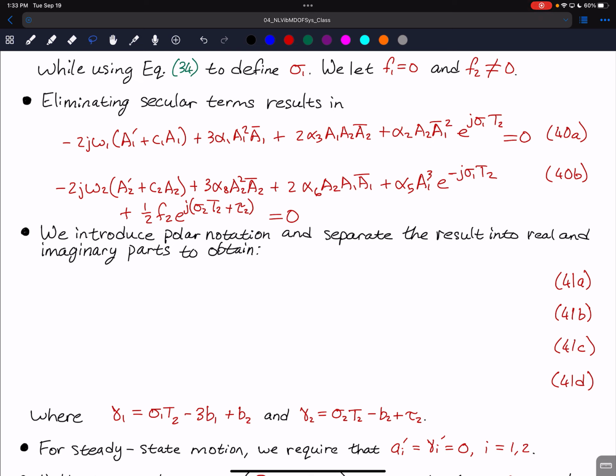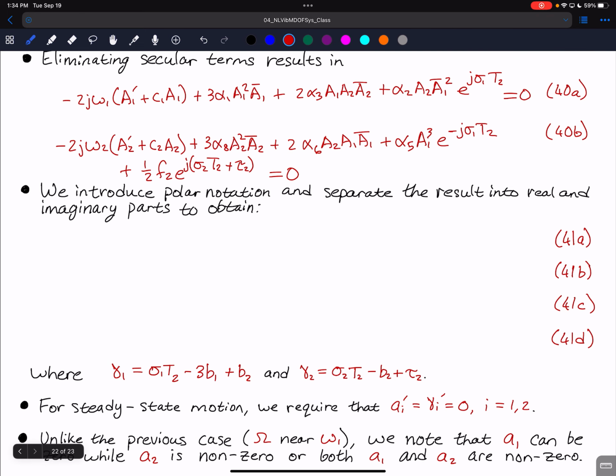All right, we've got 4 more equations, and then we'll be done writing equations in this chapter. And then we'll be done with multiple scales as well. And the rest of the writing should not be as much, not as tedious, at least. Okay, so we're going to introduce polar notation, just like we've always done. We're going to then separate into real and imaginary parts.